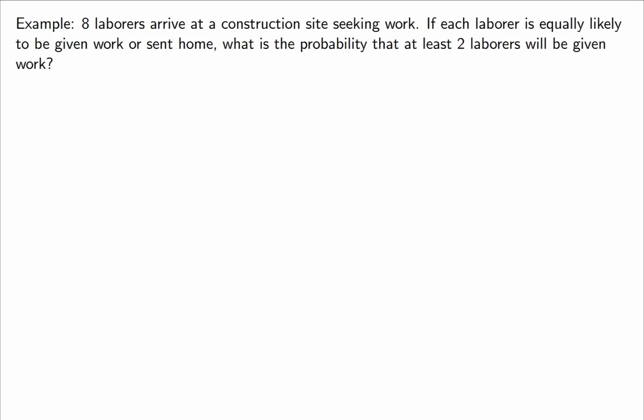To get started, let's look at the sample size. The sample size has 8 laborers, and each person is going to walk up to the person in charge, and the person in charge is going to tell them whether they're given work or sent home. It's equally likely, so you have 2 choices: get work or go home. You can even imagine this as he flips a coin in front of them and tells them whether they're going to get work or go home.